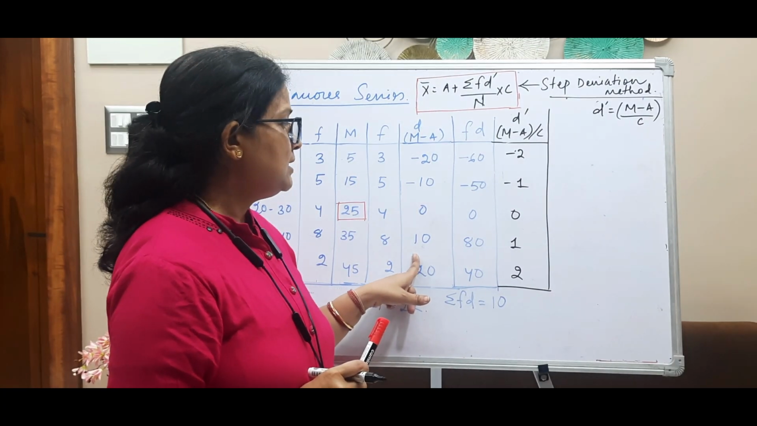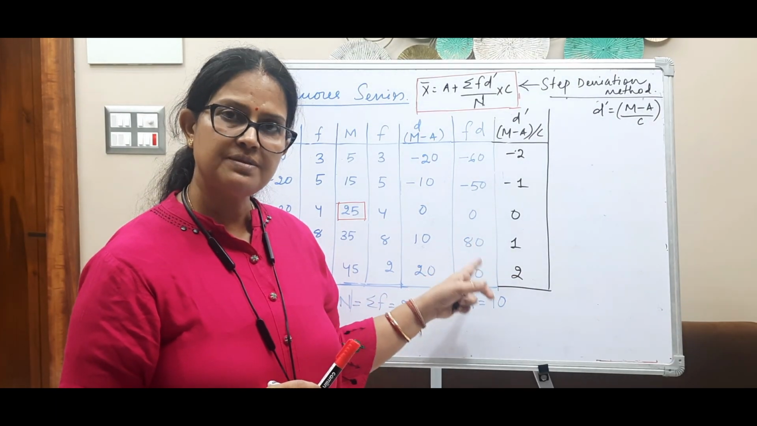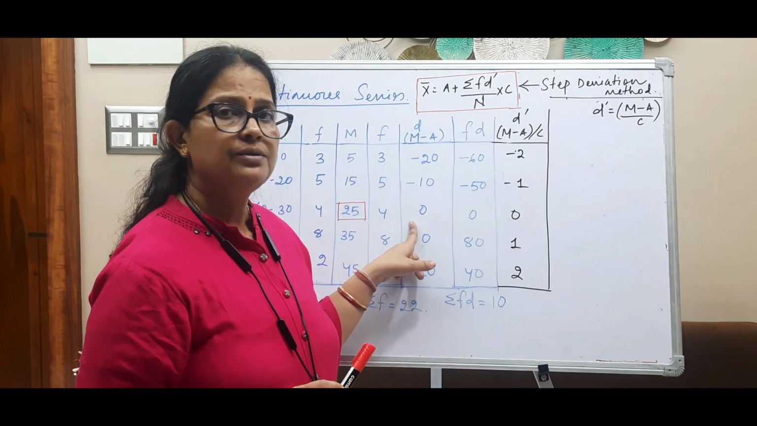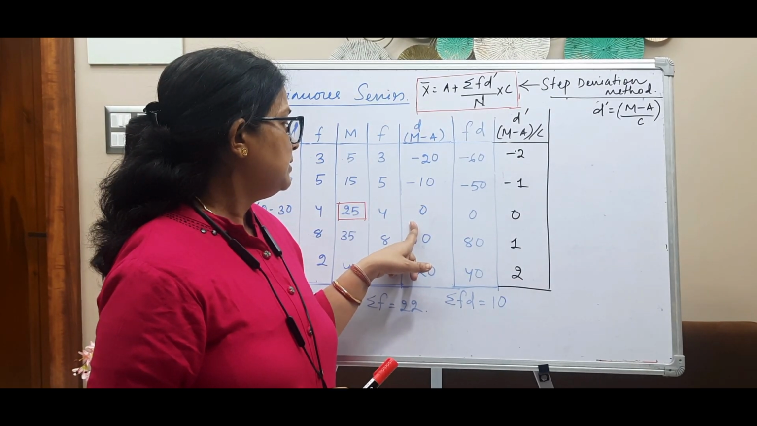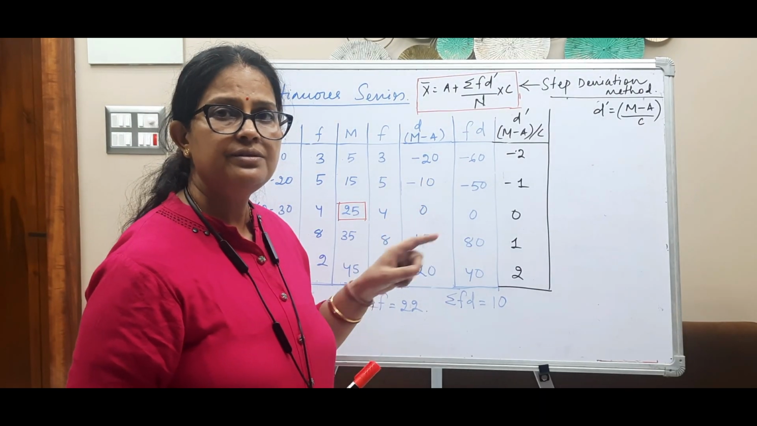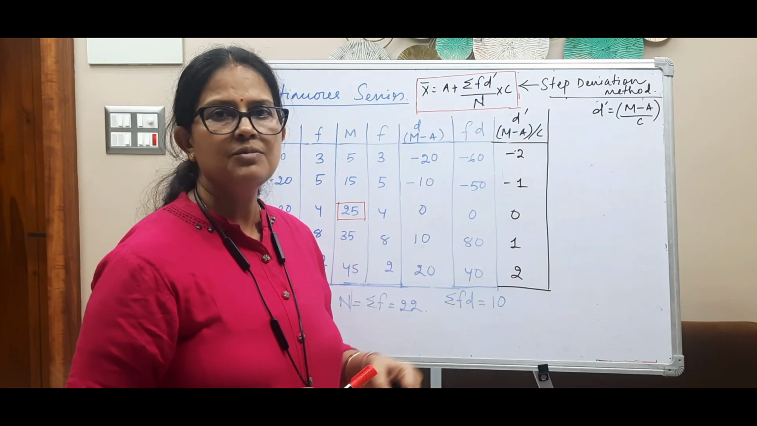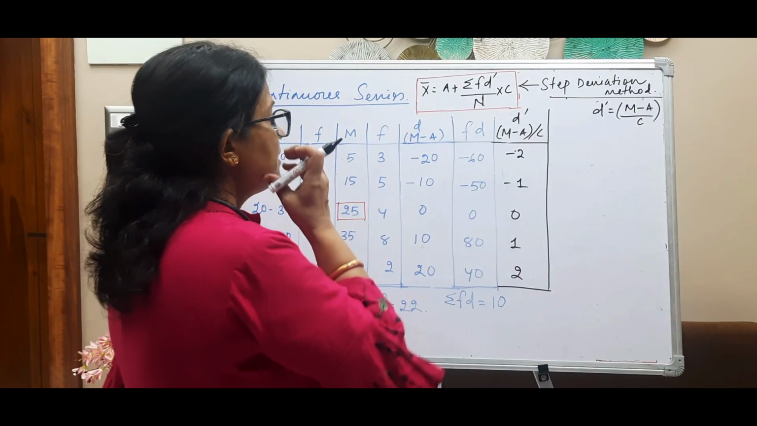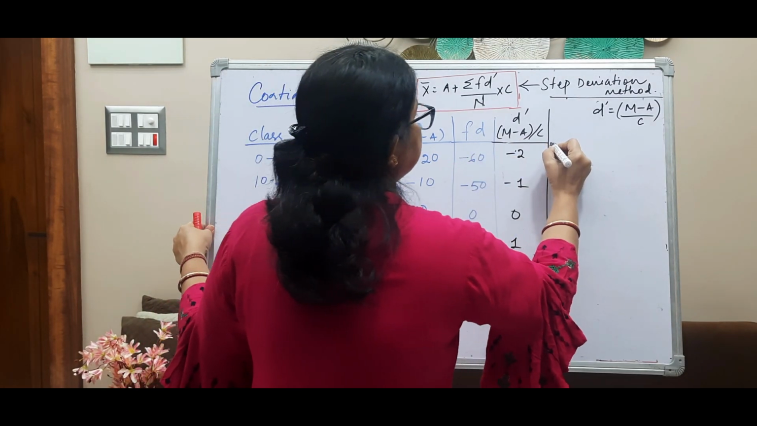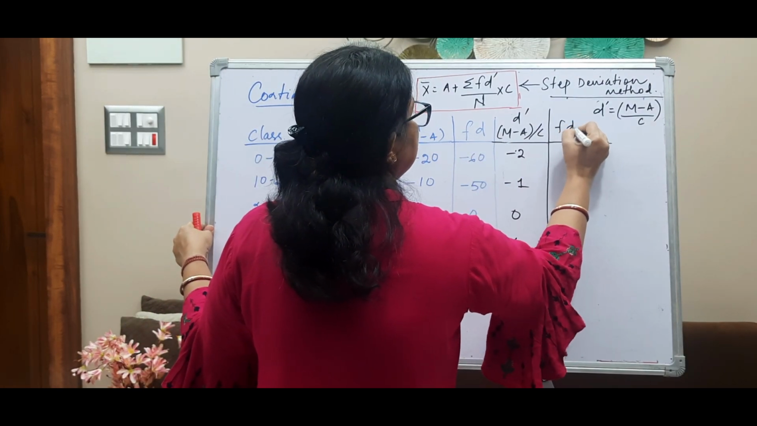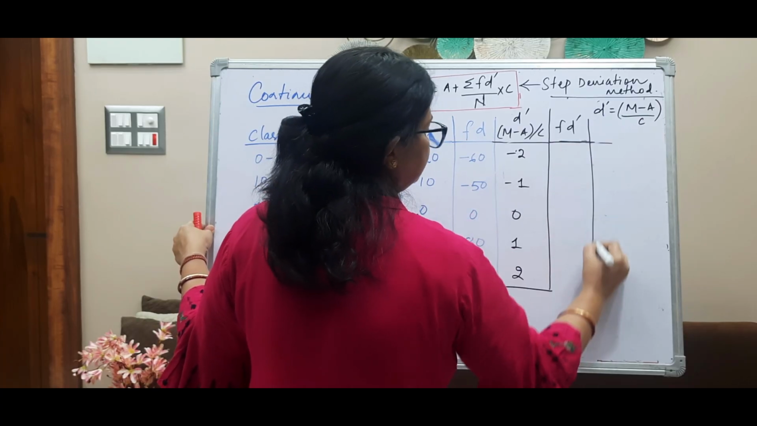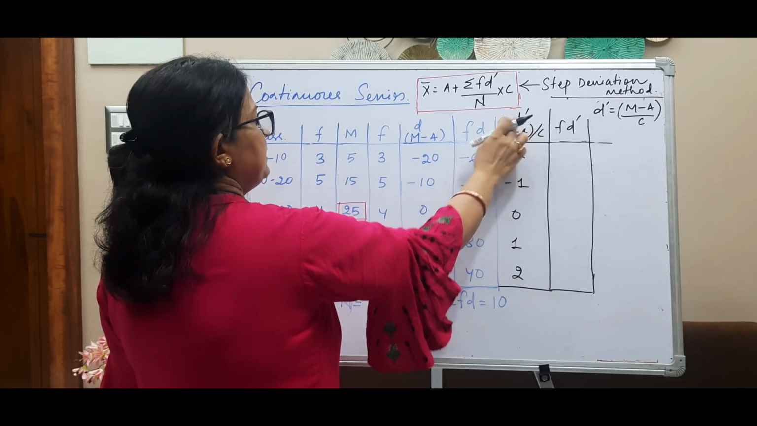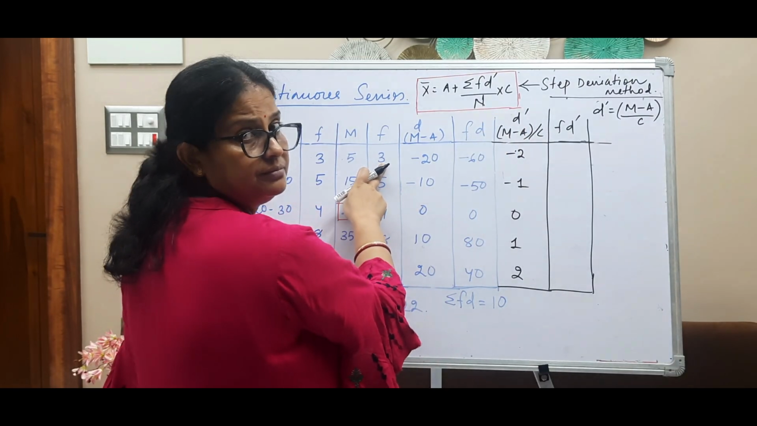This method is only an extension of our previous method. We are doing nothing new. We are just choosing one value which we can divide our deviation values by, to make the numbers small, so that calculation would be easy for us. So now we'll find f d dash here. What is f d dash? We just multiply d dash with our frequency f.